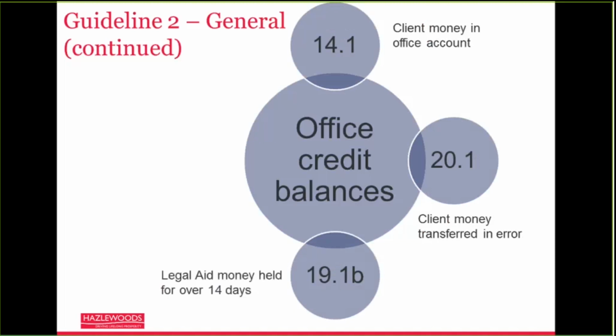19.1b is where legal aid money is held in the office account for over 14 days. And 17.2 is where funds are transferred from the client to the office account before a bill has been issued. Our suggested controls for credit balances are that you review the client matter listing regularly. Most systems do have a standard report for identifying office credit balances, and it'd be good practice to run this every day, but as a minimum, you should do this on a weekly basis.